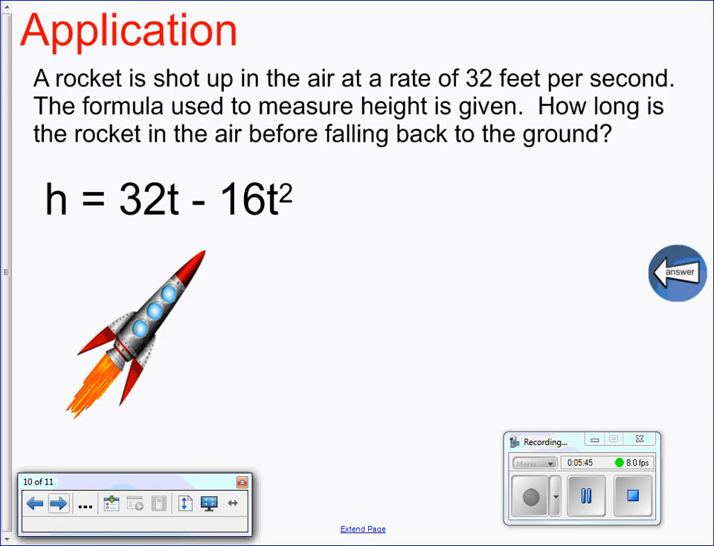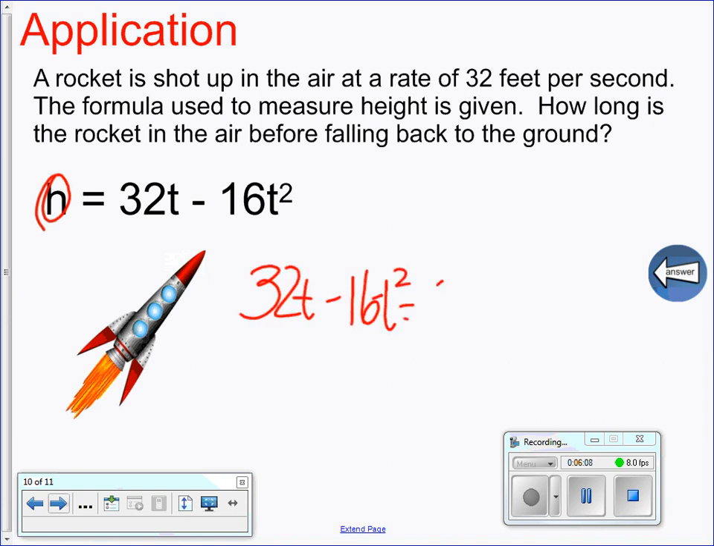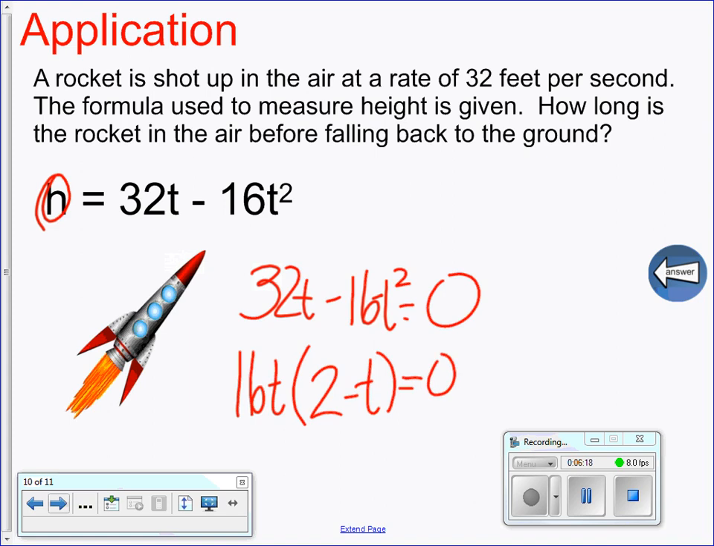A rocket is shot up in the air at a rate of 32 feet per second. The formula used to measure height is given. How long is the rocket in the air before falling back to the ground? So we're using the equation h equals 32t minus 16t squared. Our h is 0 because it's back on the ground. So 32t minus 16t squared equals 0. I'm going to factor out a 16t, which leaves me 2 minus t equals 0.